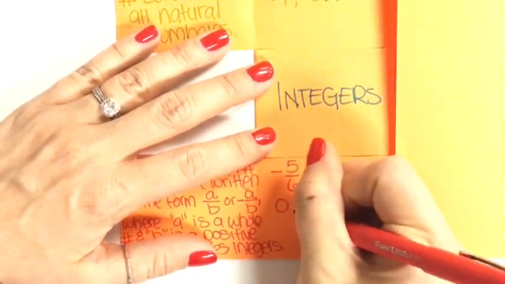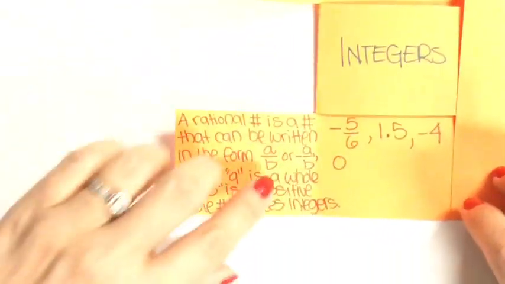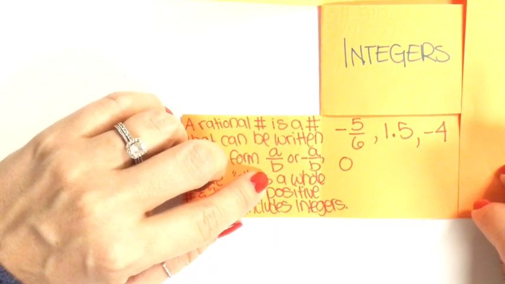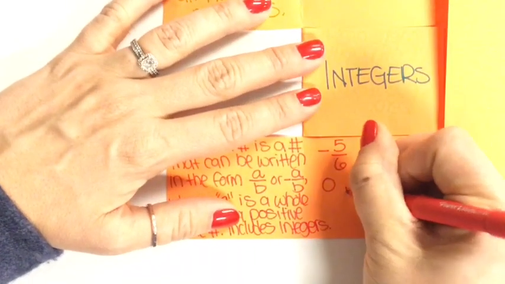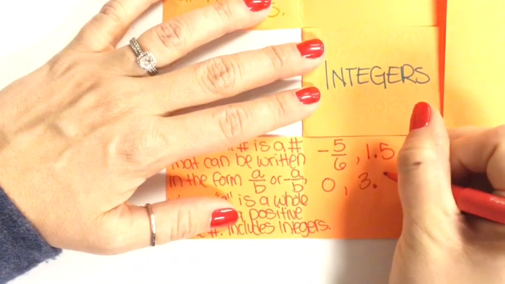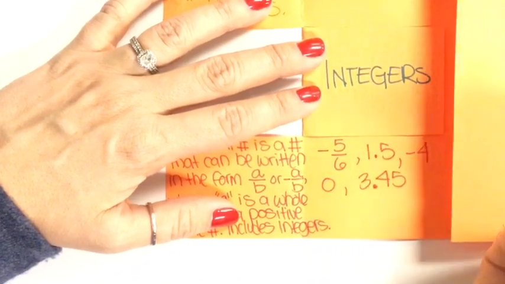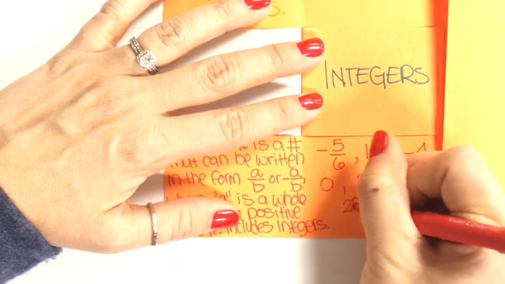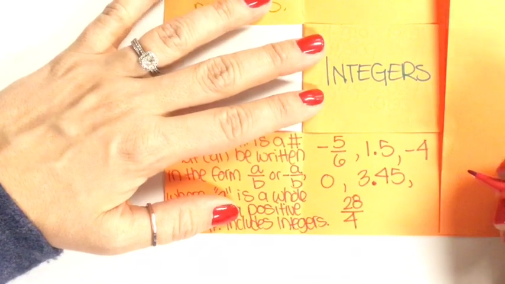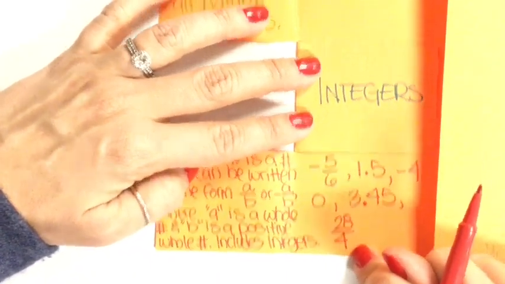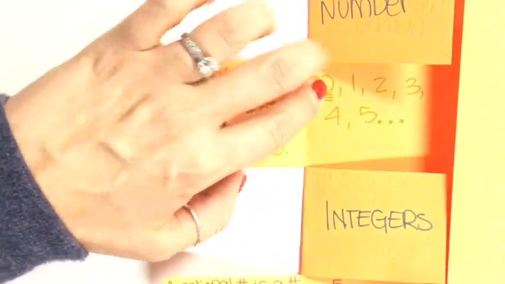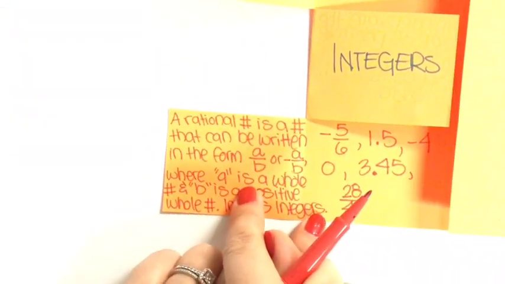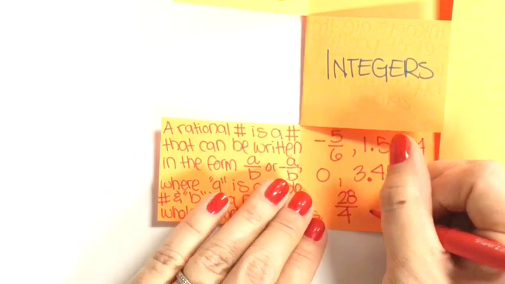So 0 actually works here. 0 can be written in the form 0 over 10. Well, 0 divided by 10 is 0, so that actually works. You can have the mixed decimal 3 and 45/100ths. You could also have an improper fraction like 28/4. Well, 28/4 is really just 7, which is a natural number or a whole number. But because I can write that in a fraction form, it means it's also a rational number. So these all have a relationship that kind of matches.